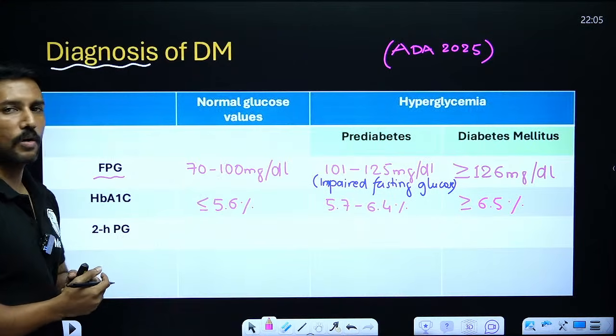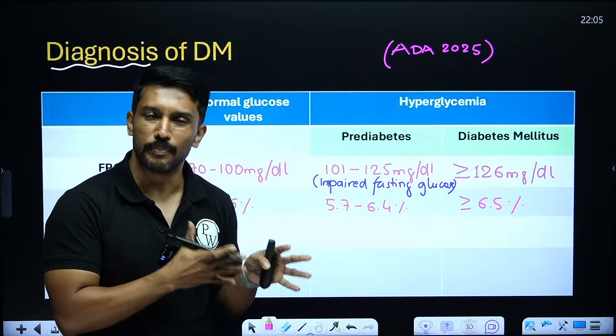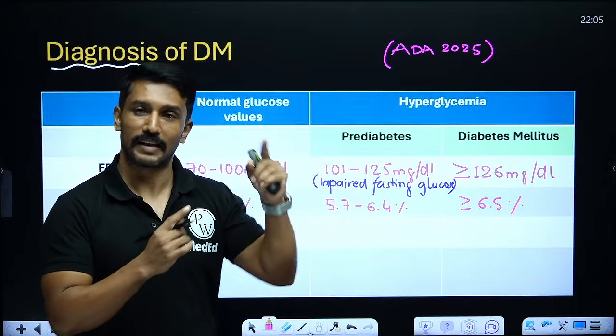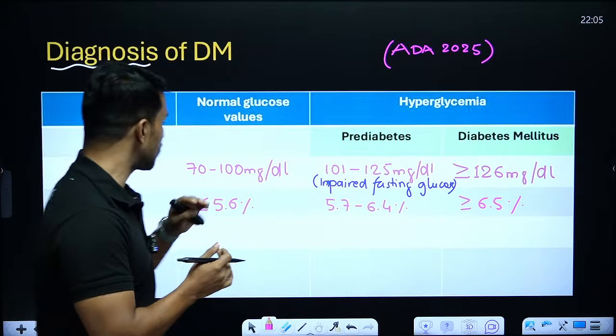HbA1c also appears to be not in the normal range, but after taking the meal, his sugars spike up. Can I diagnose the diabetes based on that? Yes, that can also be a criteria.